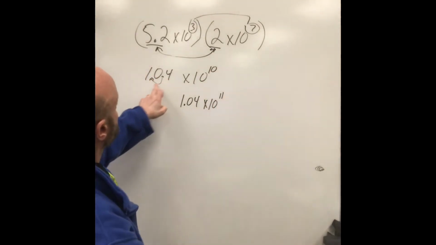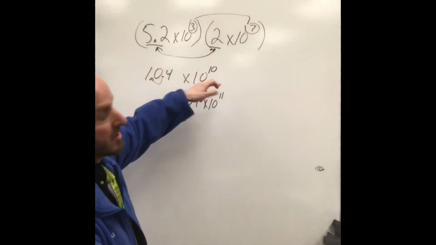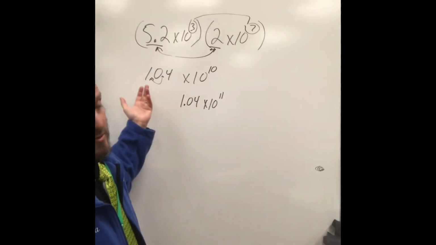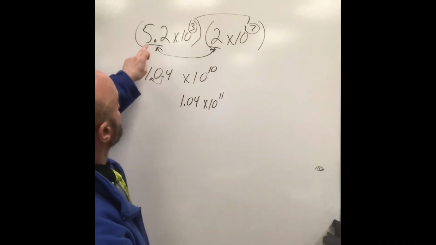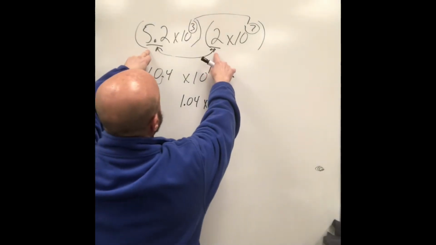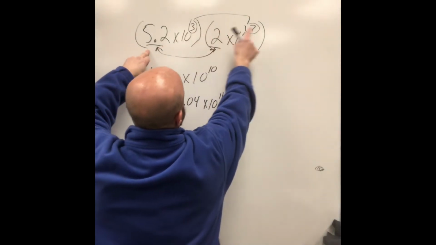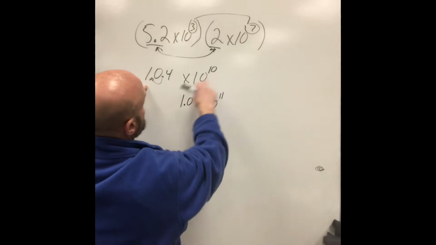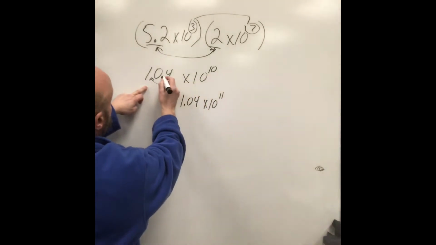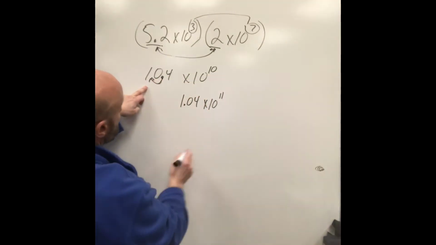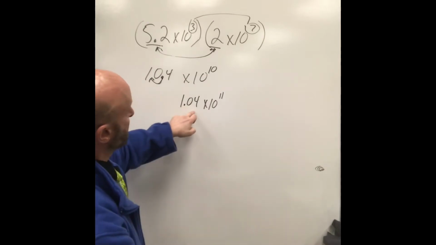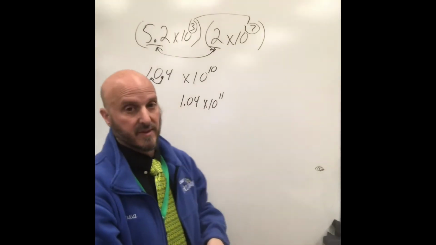All right, so you cannot move the decimal point without changing the exponent, nor can you change the exponent without moving the decimal point. So for multiplying, you multiply the numbers, 5.2 times 2, then you add the exponents. That gives us 10.4 times 10 to the 10th. And again, I have to put this in correct scientific notation, so I move the decimal point this way, 1. That's going to be 1.04 times 10 to the 11th.